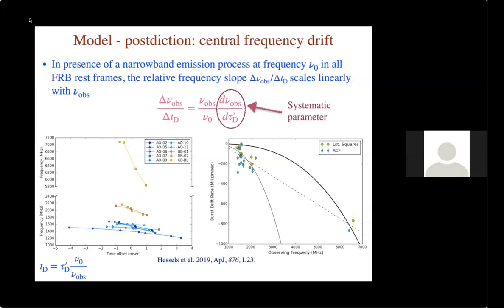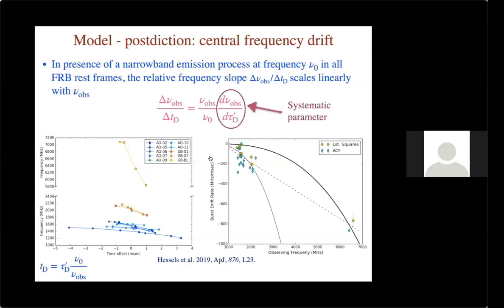And this has also already been investigated for the FRB 121102A data. Here I'm showing the plots from Hessel's 2019 paper. On the left, they are showing the frequency versus time. And they are showing that as the frequency increases, the relative frequency slope scales linearly with it and increases.